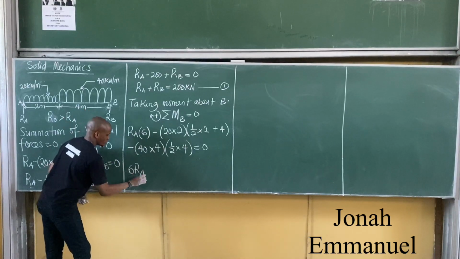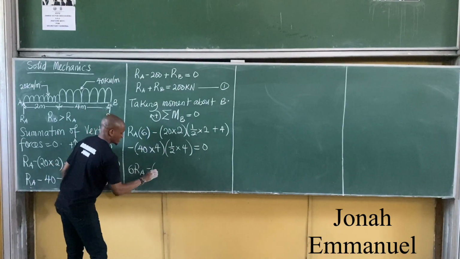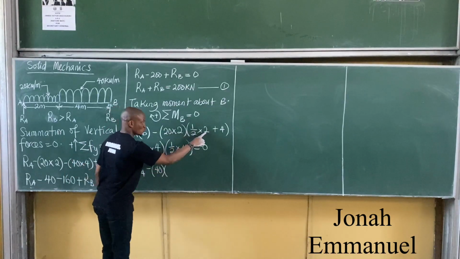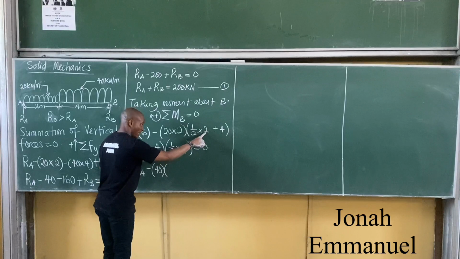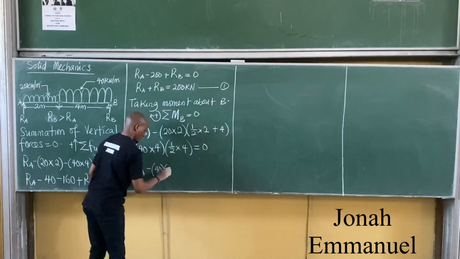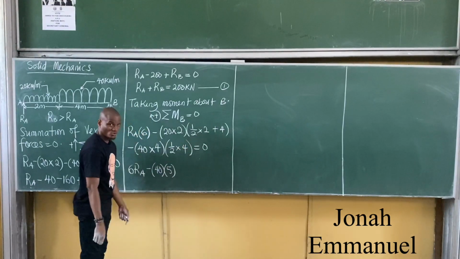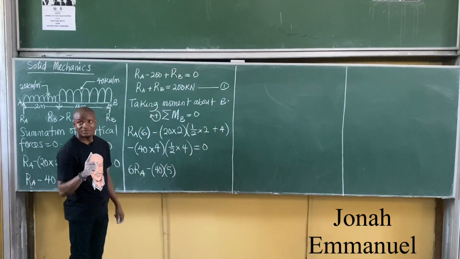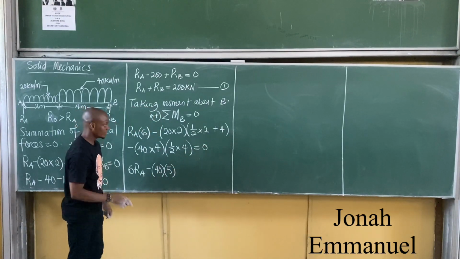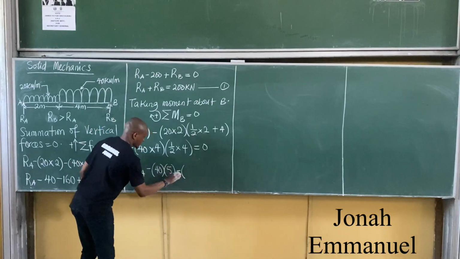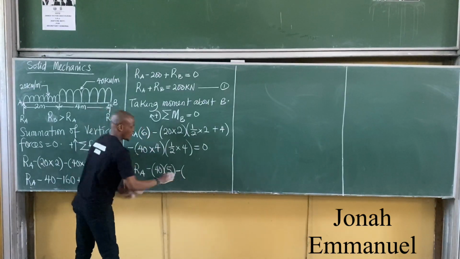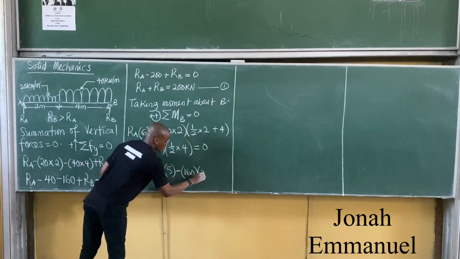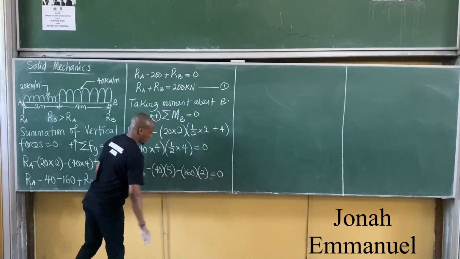This gives you what here? 6 RA minus 40 into half of 2, 1 plus 4. Please do both math. So it's not 2 plus 4, 6. Half of 6, 3. Come on, it's 3. Minus 40 times 4, 160, into half of 4, 2, equals 0.